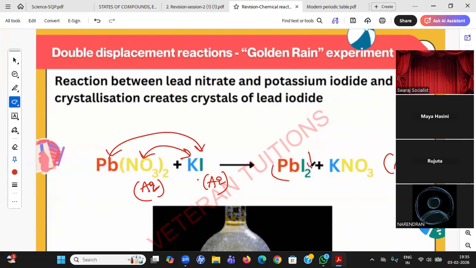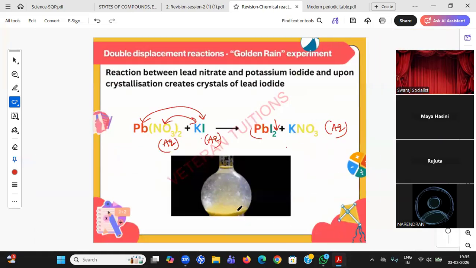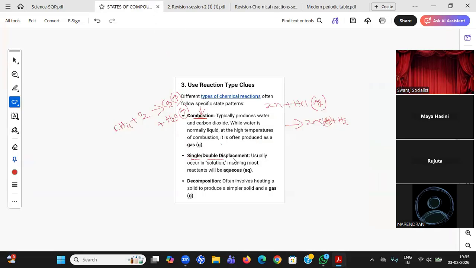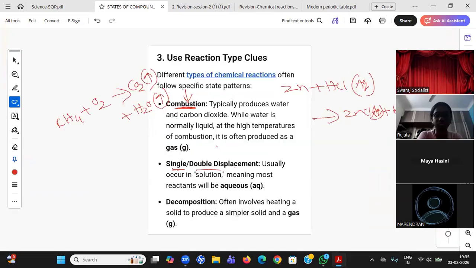So what is this precipitate? Lead iodide is a precipitate, because it will be depositing at the bottom layer. So whenever you are dealing with double displacement, ensure most of the things will be aqueous. Usually they occur in solution, meaning most of the reactants will be aqueous. I'm not speaking about most of the products, I'm speaking about most of the reactants.